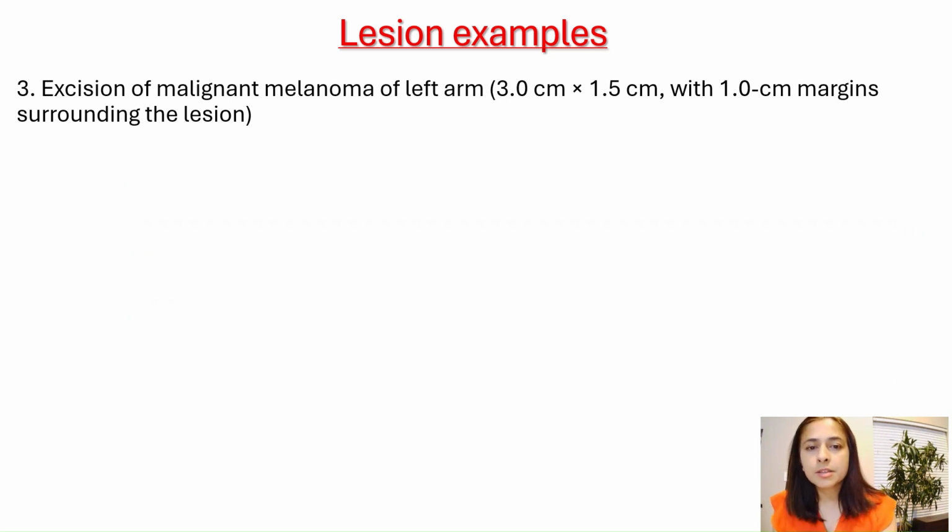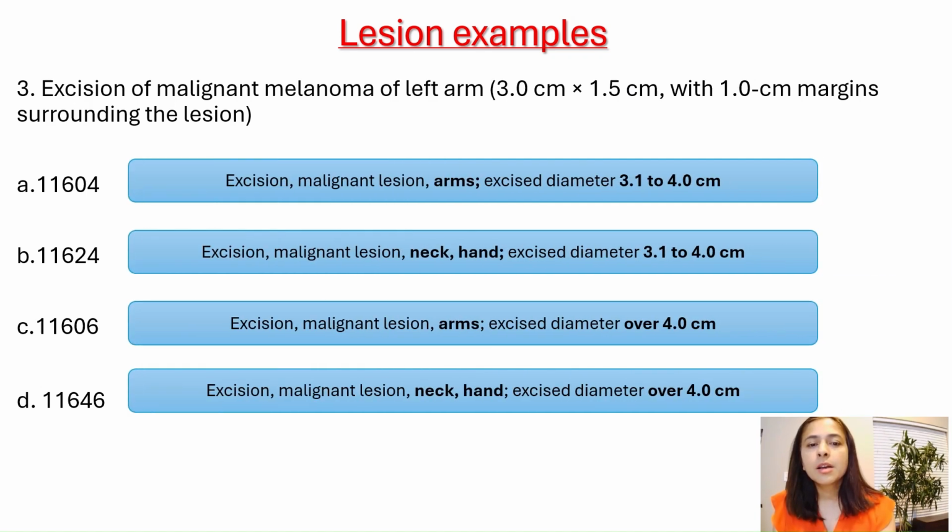Another example of lesion, excision of malignant melanoma of the left arm, 3 centimeter times 1.5 centimeter with 1 centimeter margin surrounding the lesion. These are the options, and these are the descriptions. Option A is talking about the arm. Option B is talking about the neck, hand, while our question is talking about the arm, so we will ignore option B. Option C is talking about the arm. Option D has neck and hand. So we will ignore B and D. So we will consider for now option A and option C.